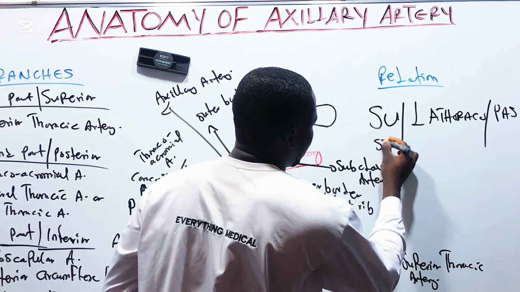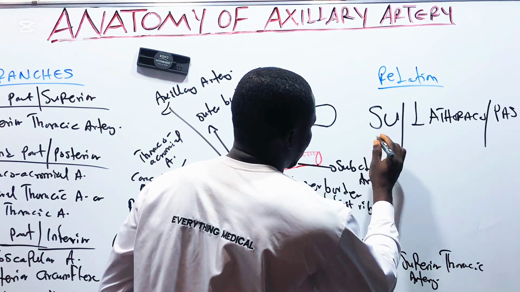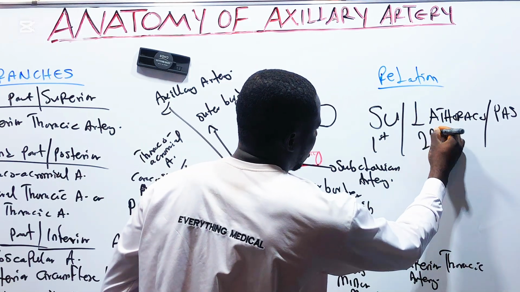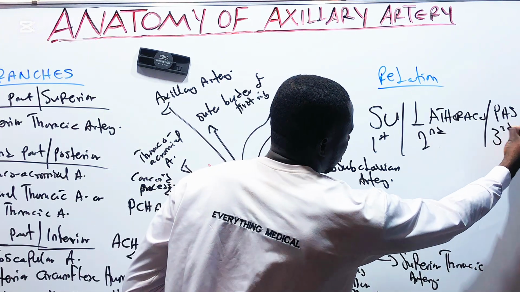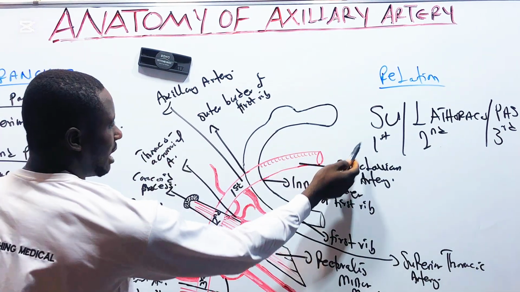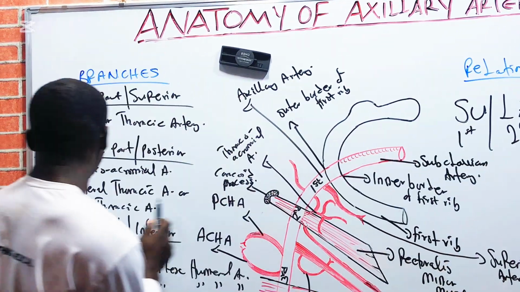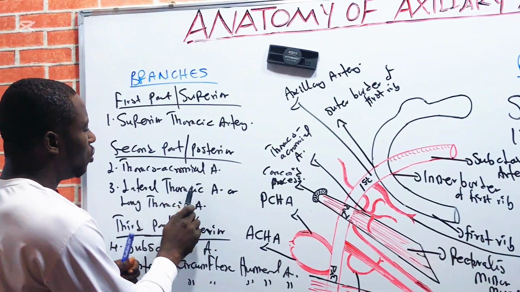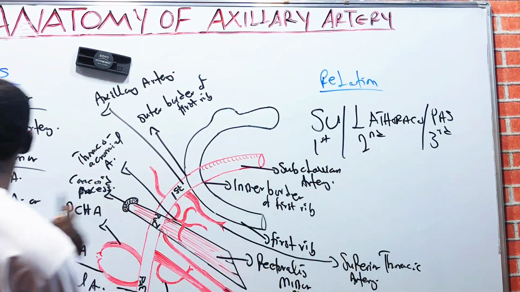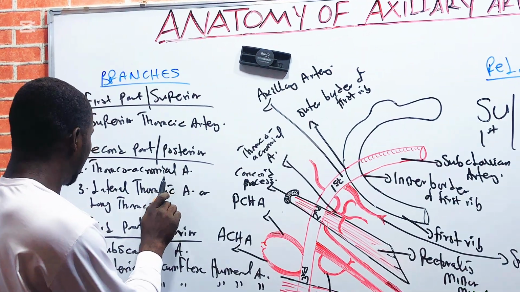This is the first part. Second part and third part. So SU is the superior thoracic artery from the first part. LA is the lateral thoracic artery. And this is the thoracoacromial artery.